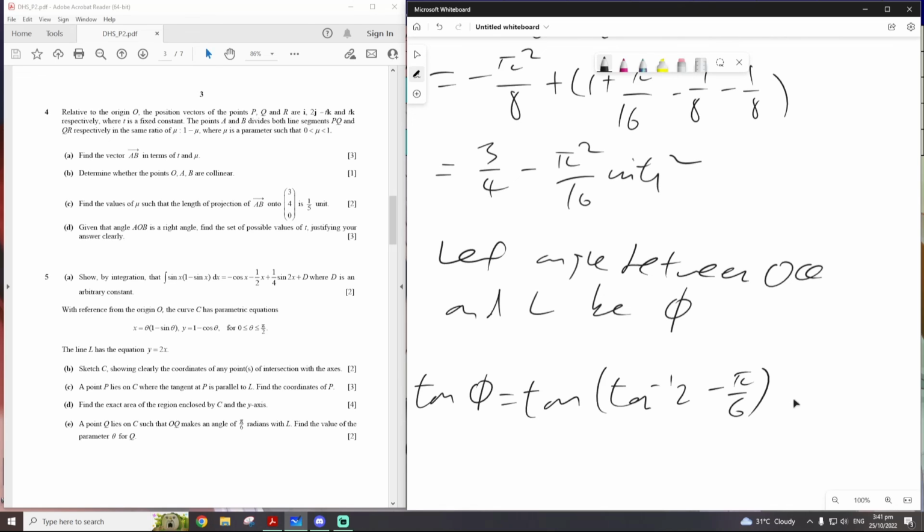So one obtains, now tangent phi is also the same as rise over run. So we get y over x, which is 1 minus cosine theta divided by theta times 1 minus sine theta. Okay, and then what is tangent of tangent inverse 2 minus pi over 6? It turns out to be 0.66025 to 5 SF. From here, once again, you need to use your GC to find the answer to this.